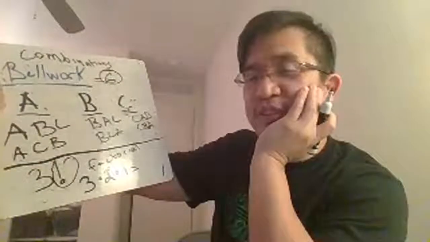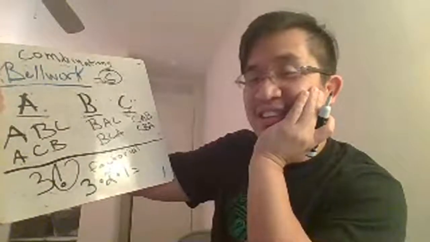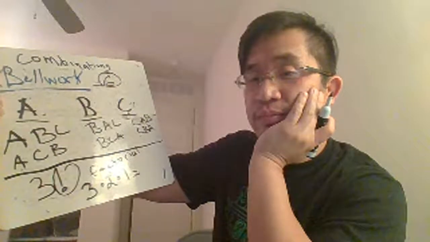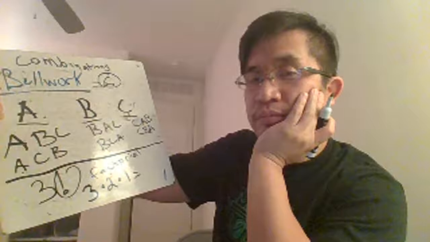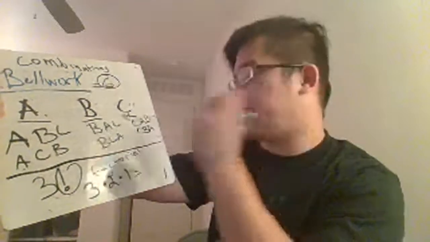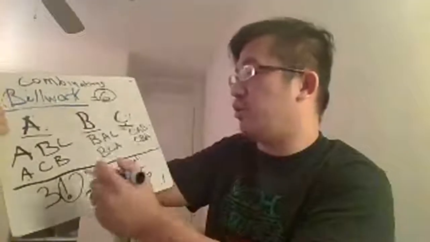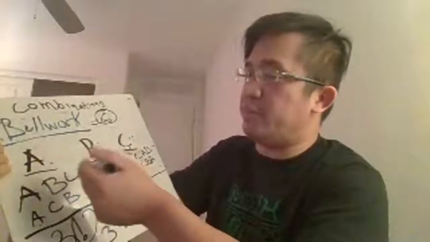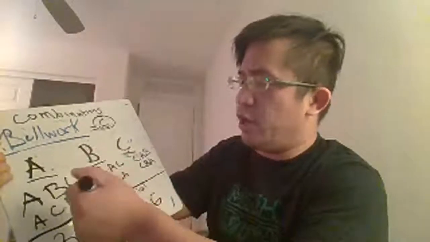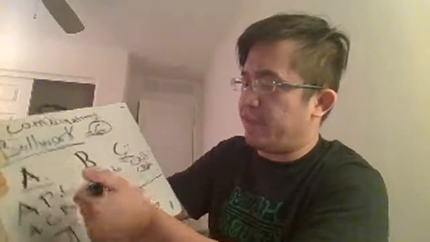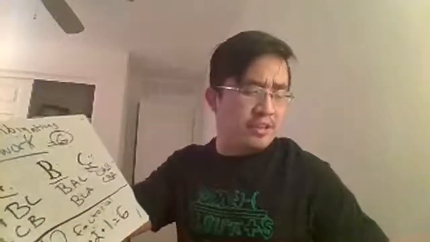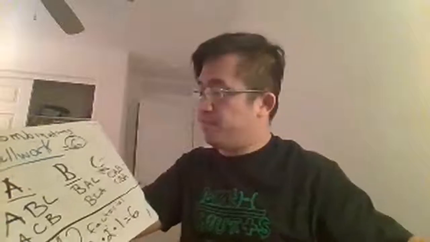Someone type it. What's 3 times 2 times 1, everyone? 6. Yeah. So whenever they say how many different combinations can you get, always think how many things you're picking. And then you would do factorial. So one last example would be this.